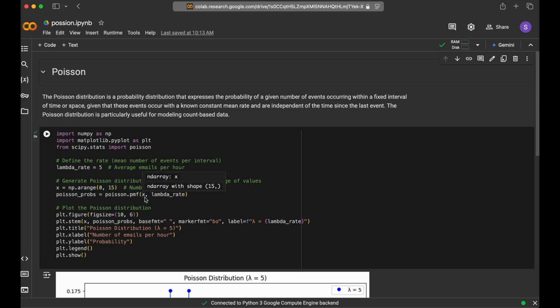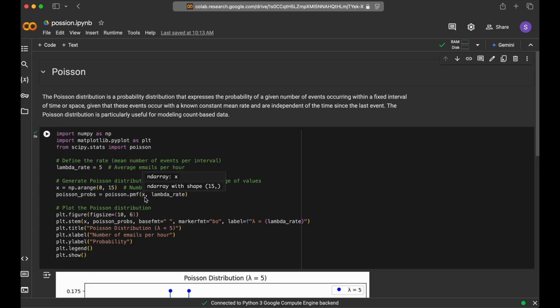The PMF gives the probability of observing exactly X events, and X here ranges from 0 to 15, that is 0 to 15 call events in a given interval. Since the Poisson distribution takes non-negative integer values like 0, 1, 2, 3, 4, 5, we can't calculate how many calls we get from -1. We can't, because the Poisson distribution models a count of events, which cannot be negative.